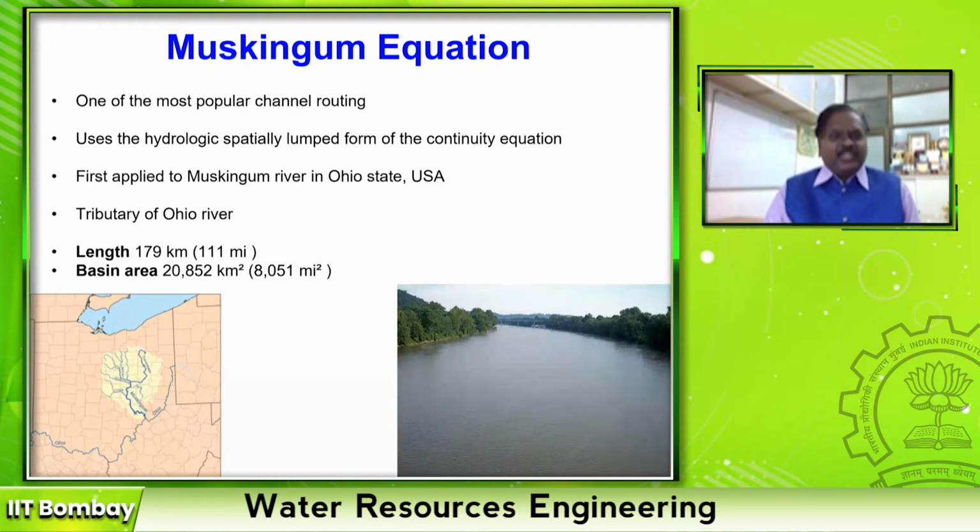There are certain assumptions they made in this Muskingum channel routing. The Muskingum is a river in Ohio state. It's a tributary of Ohio River. The length of this stream considered is 179 kilometers. The basin area is around 20,800 square kilometers. Okay. So what assumptions did they make?